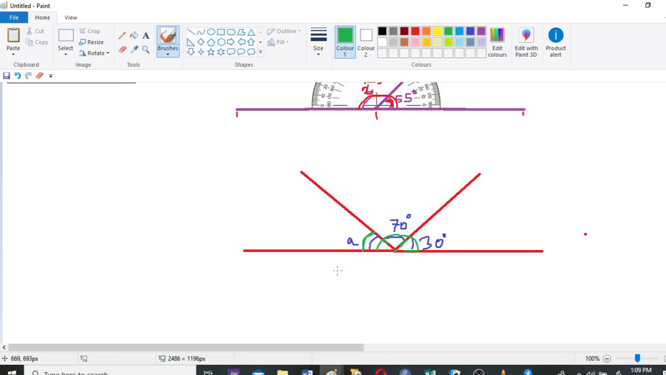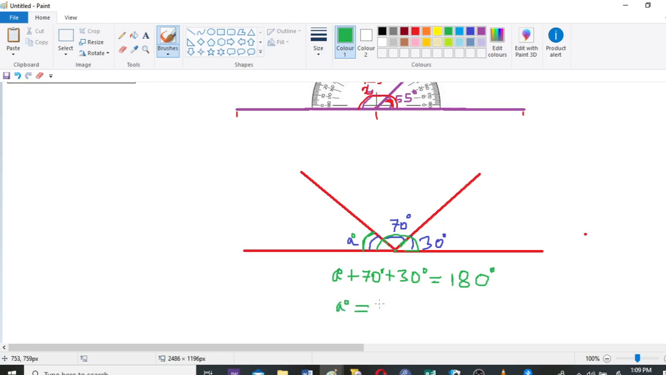What is the size of the angle here? Keeping in mind that if we add A, which is an angle in this case, say A degrees, plus 70 degrees, then plus 30 degrees, when we add we are going to get 180. This is the total that we need to get.